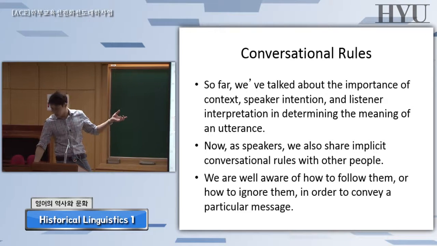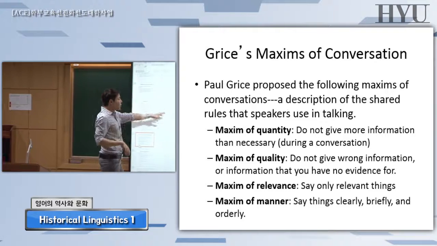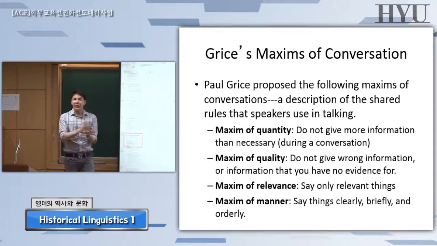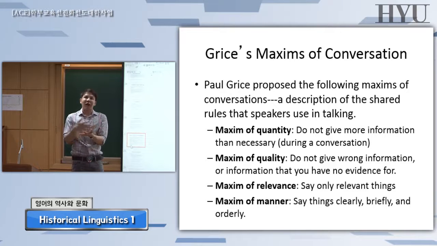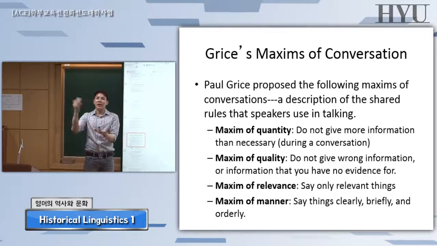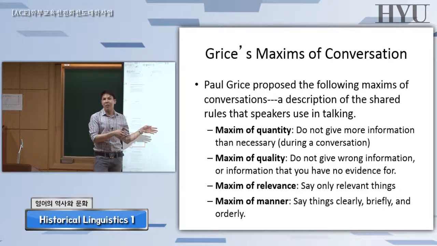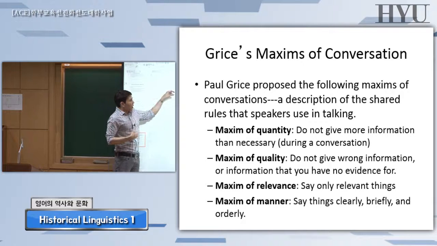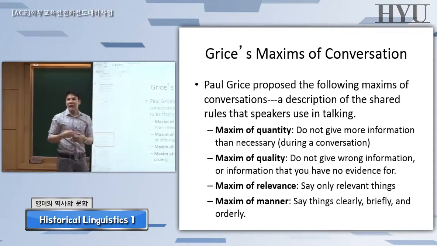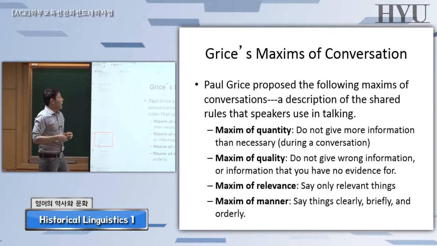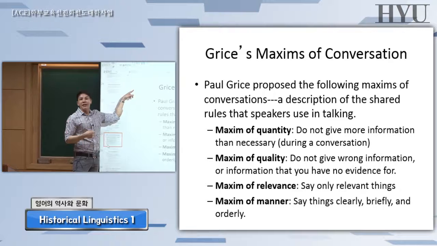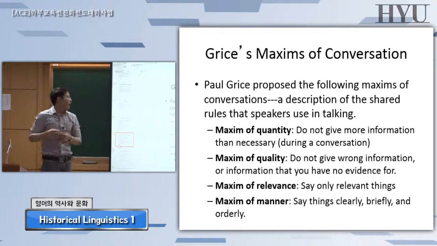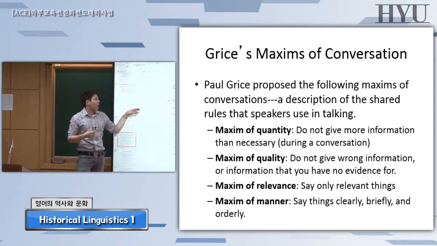So let's look at those rules, okay? There are 4 rules. These rules are not written down and nobody tells you. It's not like after you are born or as a kid, your mother told you how to follow these rules. Not like that. But these are implicit, because we learn how to use language implicitly, by interacting with people. So these rules are called maxims of conversation. Maxims are rules, and they are proposed by Grice. Grice was a logician, and he proposed the following maxims of conversation.